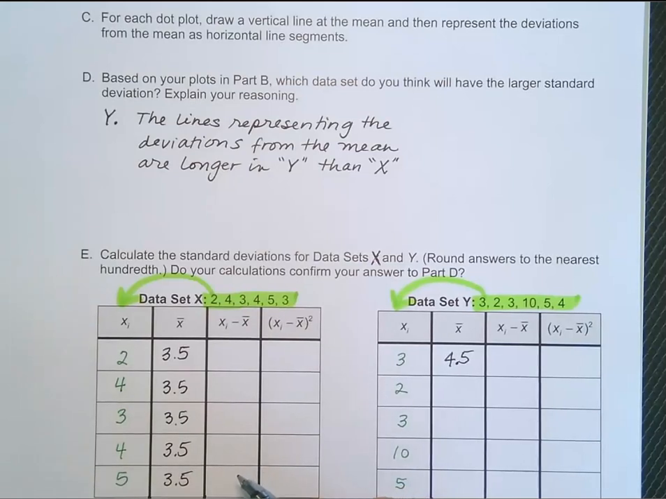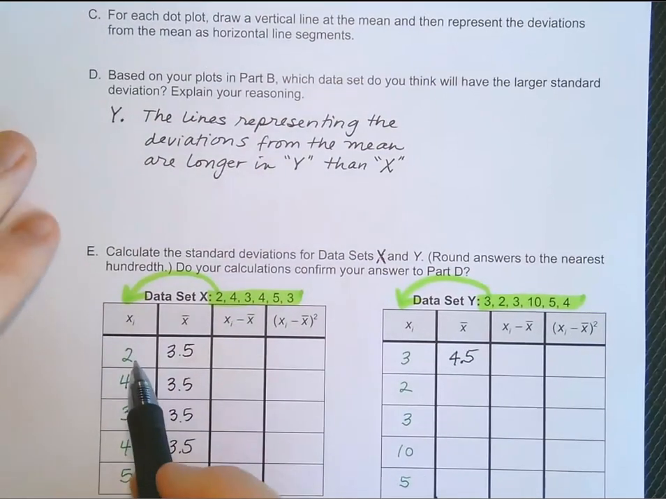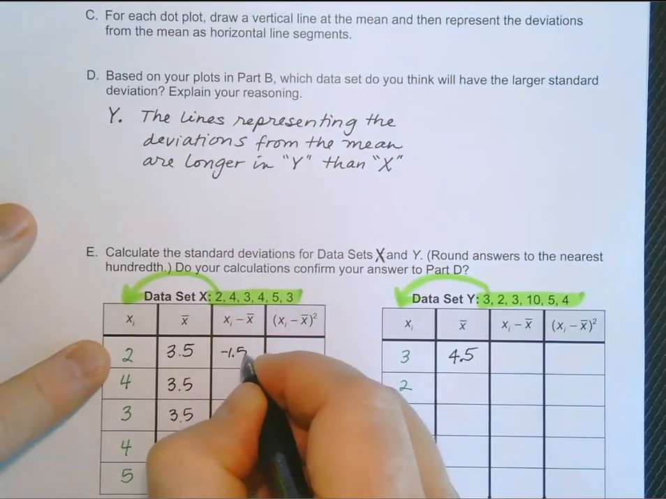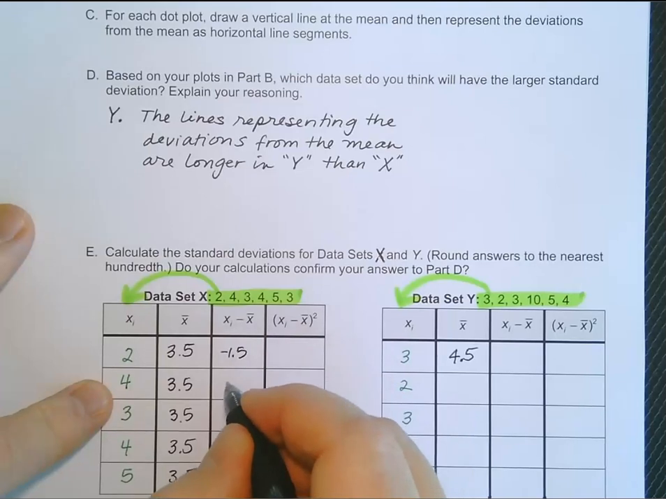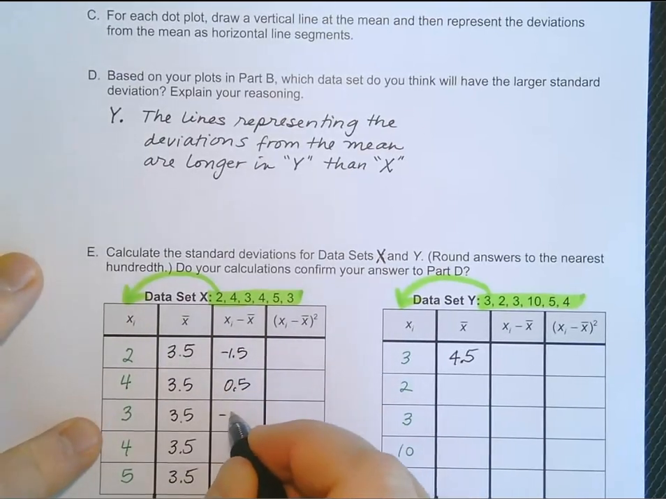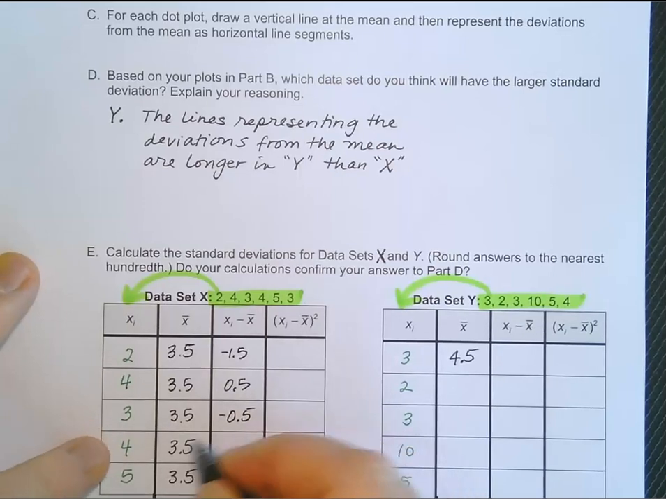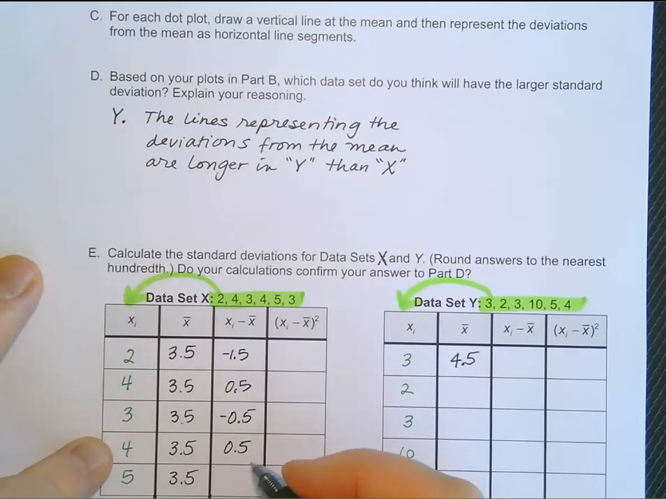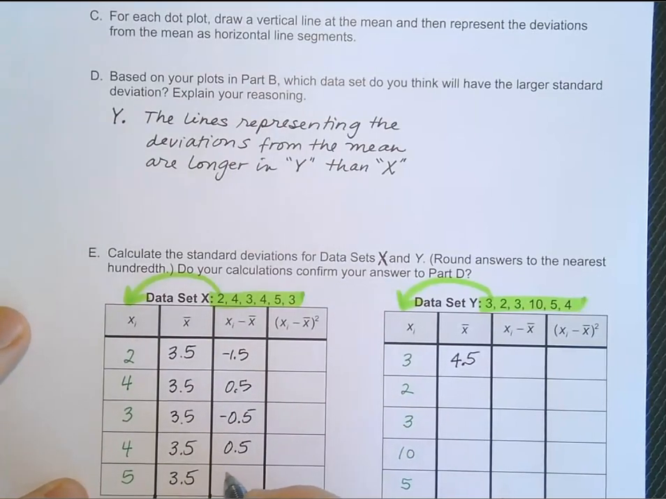And now I'm going to subtract those. I'll just tell you. So 2 minus 3.5 is negative 1.5. 4 minus 3.5 is 0.5. 3 minus 3.5 is negative 0.5. 4 minus 3.5 is 0.5. And then 5 minus 3.5 is 1.5. 3 minus 3.5, that's negative 0.5.